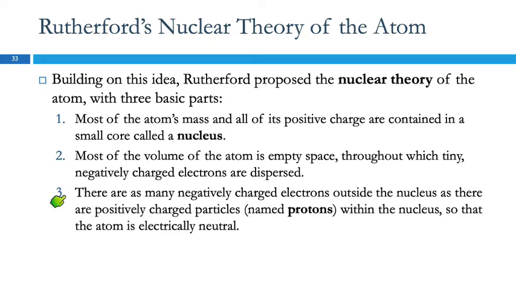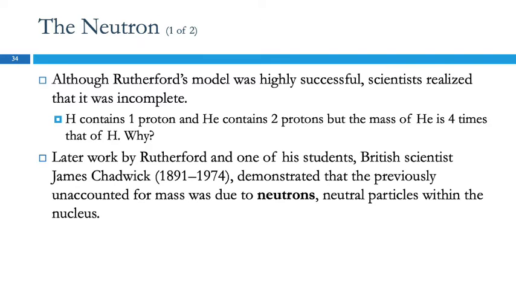There are as many negatively charged electrons outside the nucleus as there are positively charged particles, which were named protons, inside the nucleus, so the atom is electrically neutral. So that was the nuclear theory. It was very successful. But there was a problem.